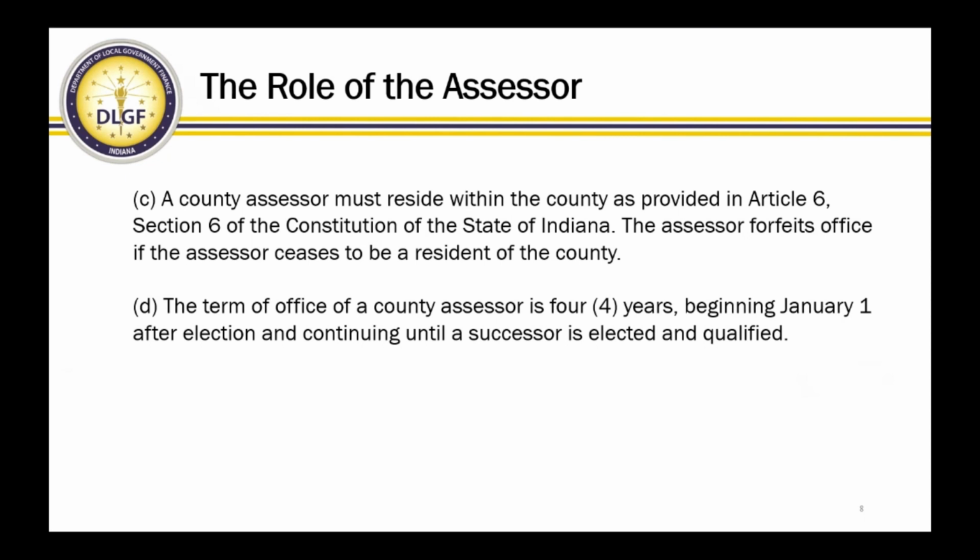It was mentioned that if the elected assessor ceases to be a resident of the county, they forfeit the office. We also talked about the 4-year term, which, you can see, begins January 1st after the election, and it continues until a successor is elected and qualified.